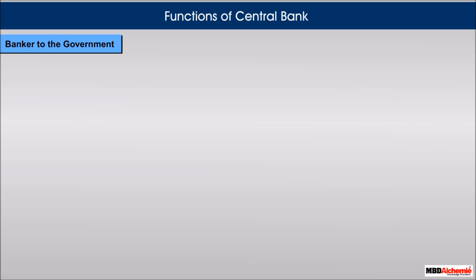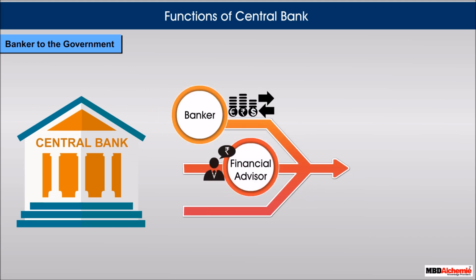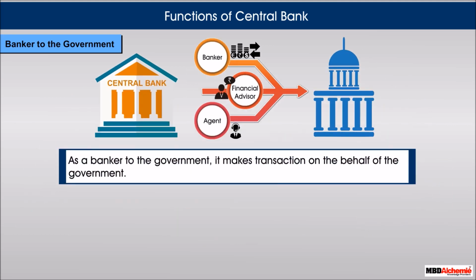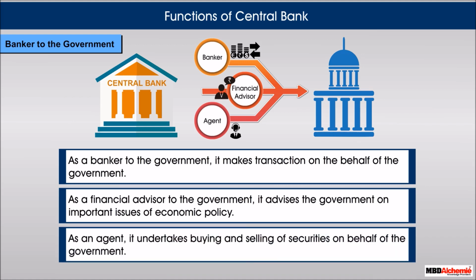Banker to the government. The central bank acts as a banker, financial advisor and agent to the central and the state governments. As a banker to the government, it makes transactions on the behalf of the government. As a financial advisor to the government, it advises the government on important issues of economic policy. As an agent, it undertakes buying and selling of securities on behalf of the government.